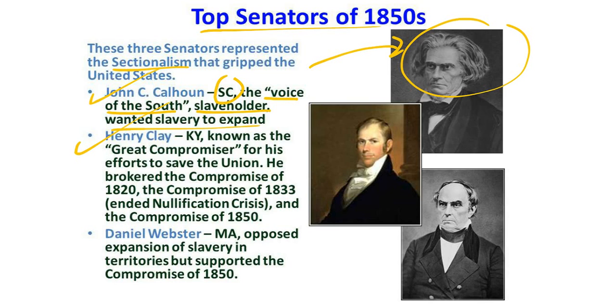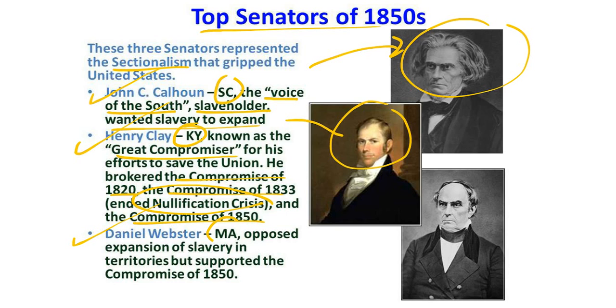We have Henry Clay from Kentucky, so he is from the West, pictured here, and he is known as the Great Compromiser for his efforts to save the Union. He authored the Missouri Compromise of 1820, the Compromise of 1833, which ended the nullification crisis with South Carolina, and also the Compromise of 1850 that we'll discuss in this video.